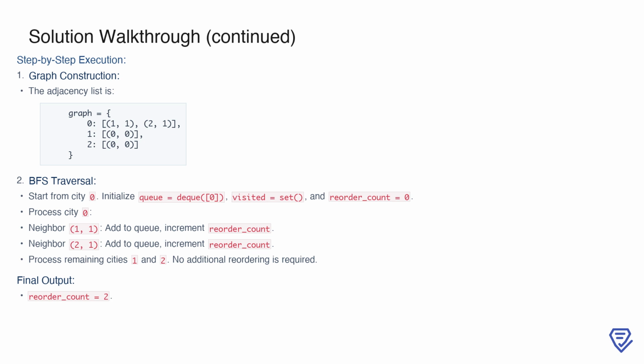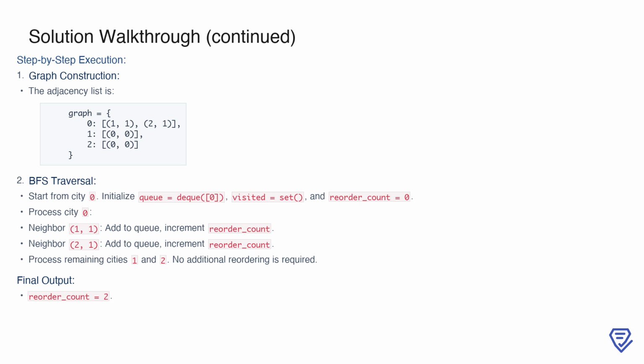Once the graph is built, we perform a BFS traversal starting from City 0. The queue is initialized with City 0, and reorder_count begins at 0. When processing City 0, both neighbors, City 1 and City 2, are added to the queue, and reorder_count is incremented by 2 because both edges are in the original direction.